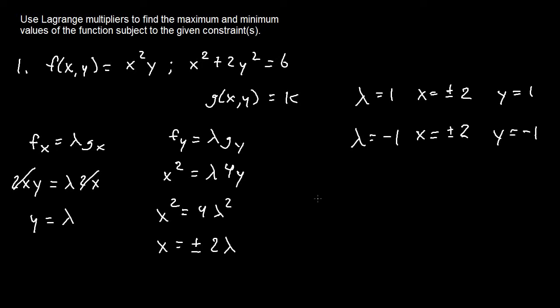If I write it in coordinate pairs, when lambda equals 1, we have the coordinate pair where x is plus or minus 2, so that's the x coordinate, and the y coordinate is 1. And then when lambda equals negative 1, we have the coordinate pair, once again plus or minus 2, and this time negative 1.